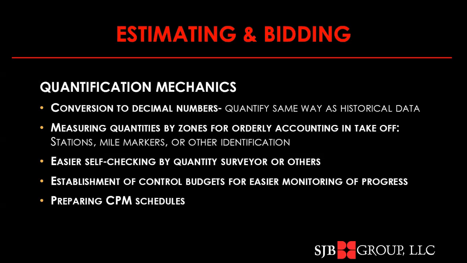You want to measure quantities by zones to help you do an orderly takeoff. By zones, in highway lingo, you're going to use stations, maybe mile markers. In buildings, it might be floors, those types of things. You want to make it easier by using regular, consistent methods for checking by yourself and checking by others.